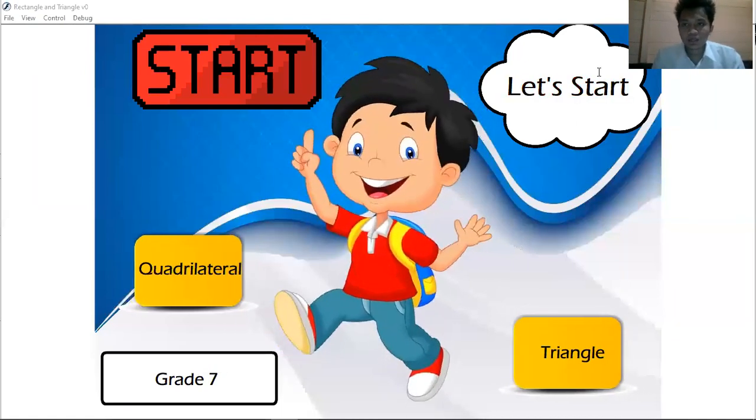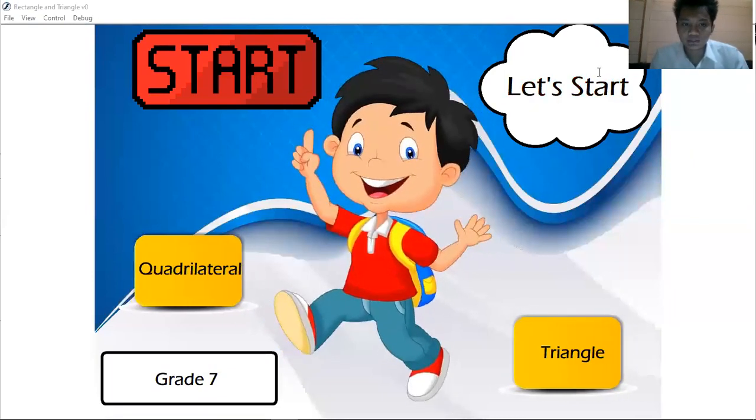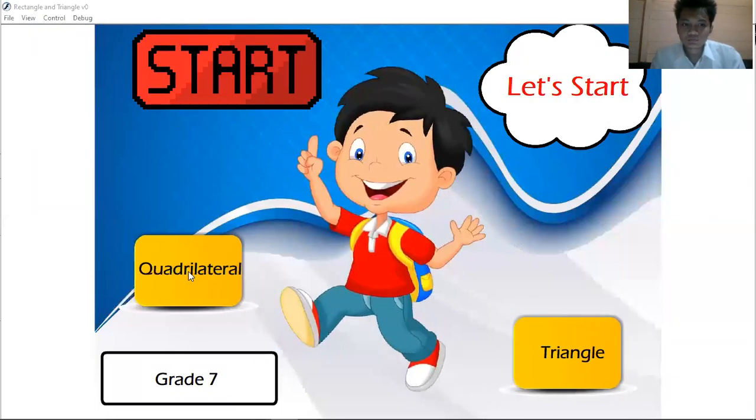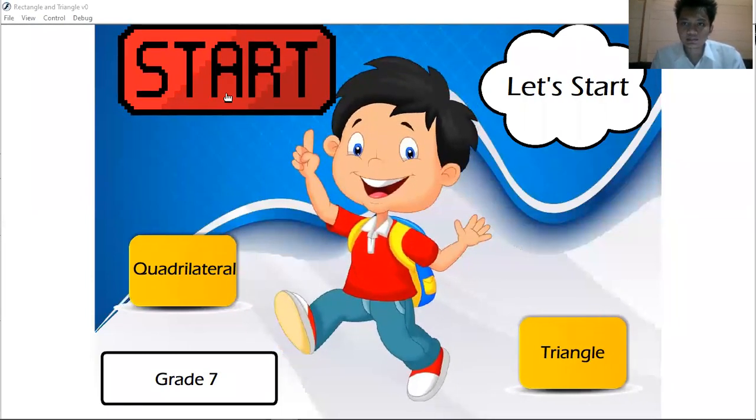Here I'll present my Macromedia, with the title Quadrilateral and Triangle. Here is the first scene: Quadrilateral and Triangle for 7th grade. Students can start the media by clicking Start.